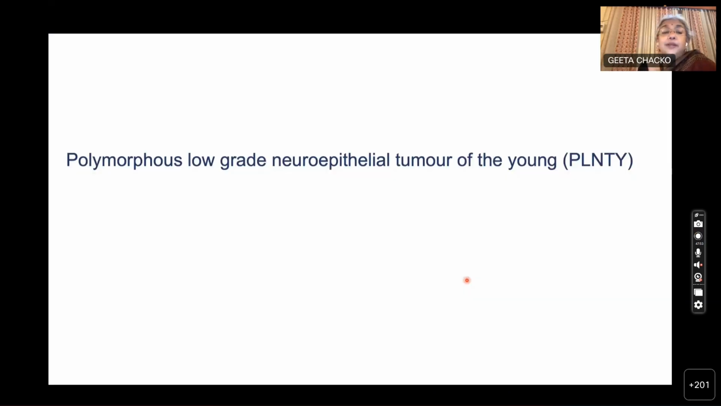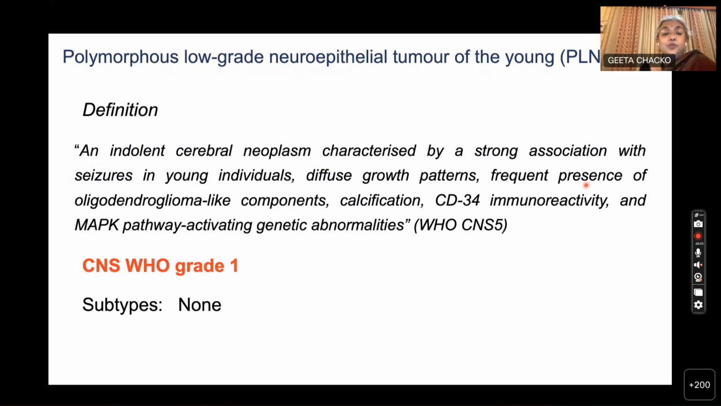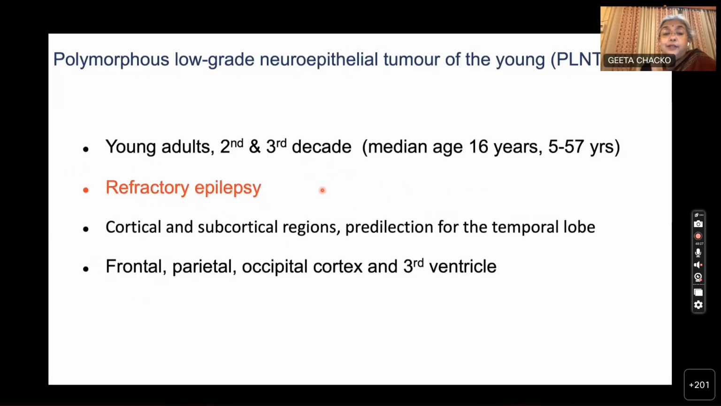But this one is what's called polymorphous low-grade neuroepithelial tumor of the young. And since it's a very long name, it's called PLNTY in short form. Right? Now, these tumors are grade 1 tumors. They are seen with a long-standing history of seizures in young individuals. They have a diffuse growth pattern. They have an oligodendroglioma-like appearance. They definitely show calcification, lots of it, and they are positive for CD34.